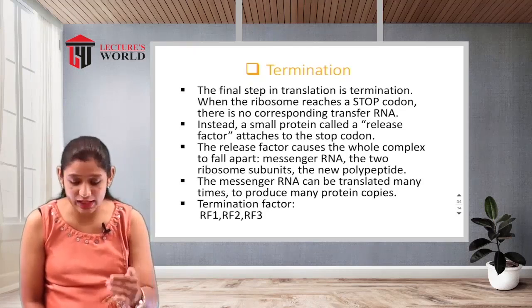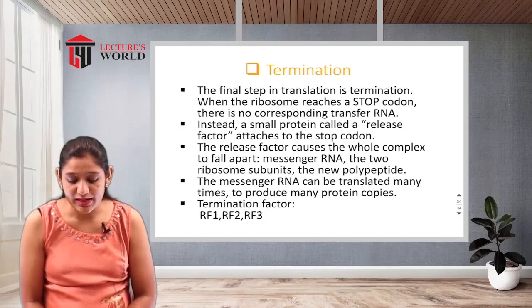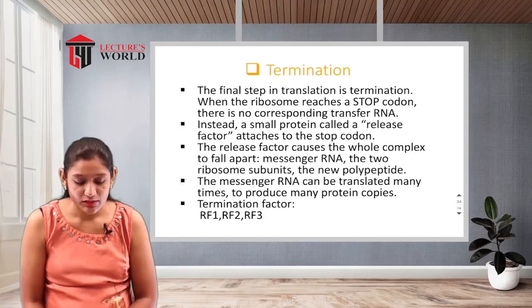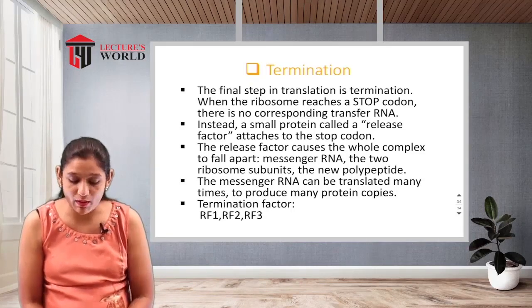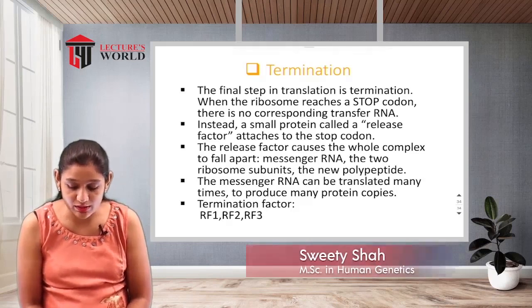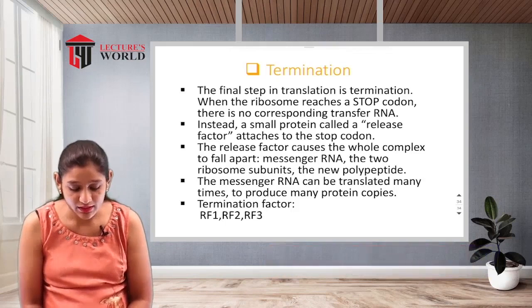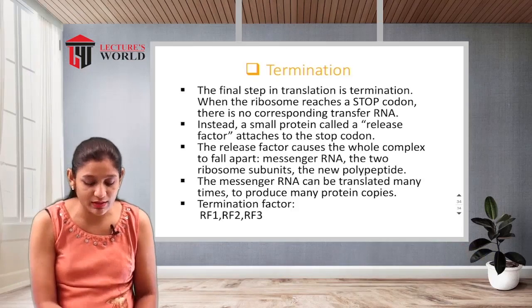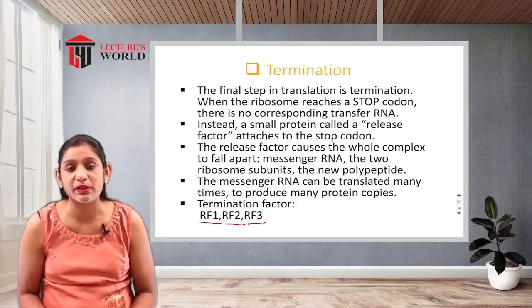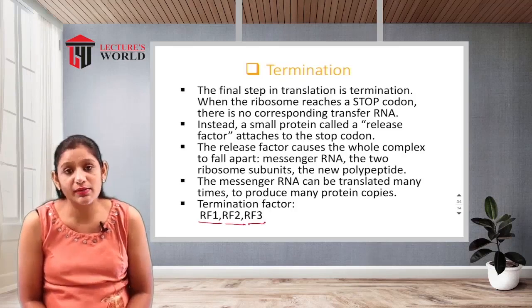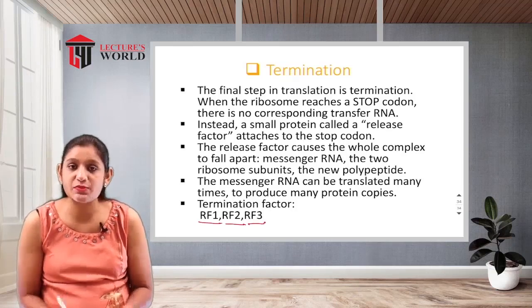The messenger RNA can be translated many times to produce many protein copies. The termination factors are RF1, RF2 and RF3. These three are the termination factors observed.